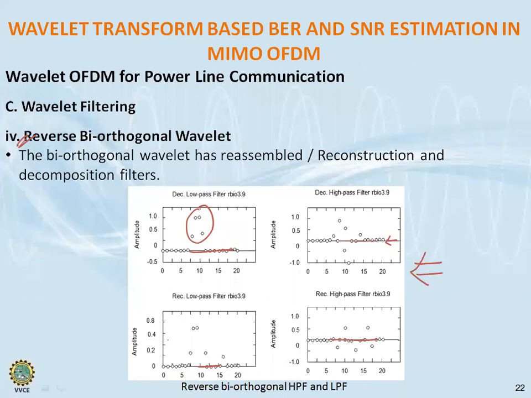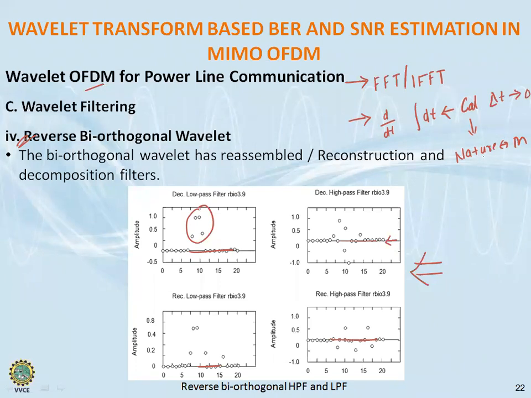Now, the very purpose of wavelet transformation is that wavelet transformations are the replacement of FFT and IFFT algorithms. And we know that FFT and IFFT algorithms are the replacement of differentiation and integration. That means the concept of calculus, where delta t tends to 0, the analysis of any particular parameter with respect to 0. Calculus is the one which creates a link between nature and mathematics, and this is the very purpose of using the wavelet transformation.